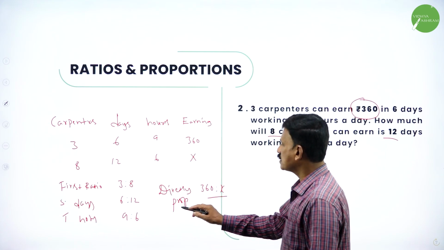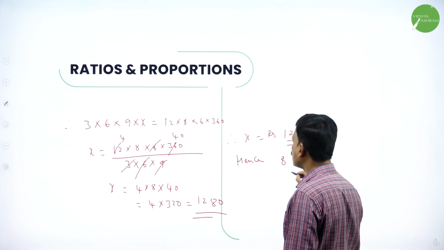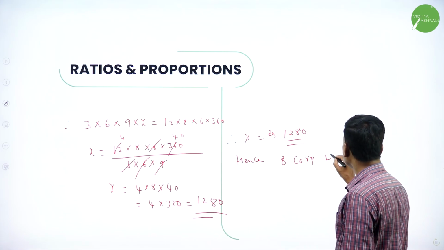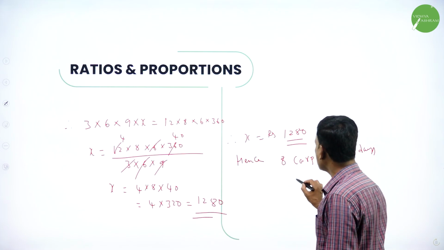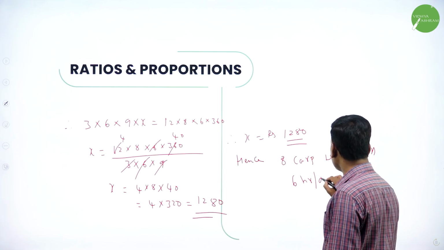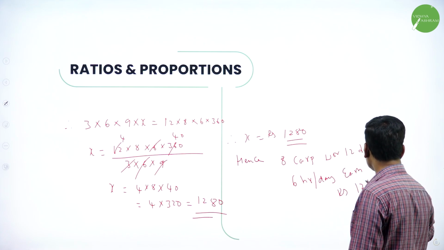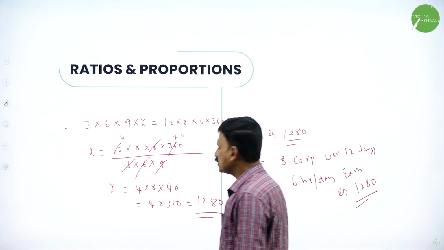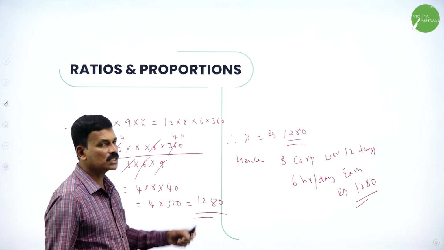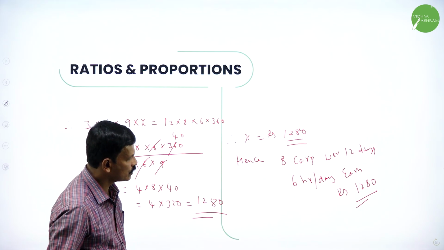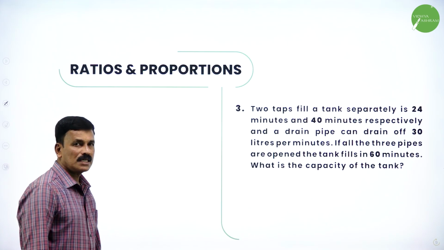Okay. So hence, 8 carpenters working for 12 days at 6 hours per day can earn rupees 1280. That's it. Okay. Now take next problem.